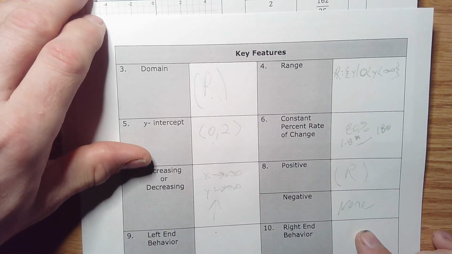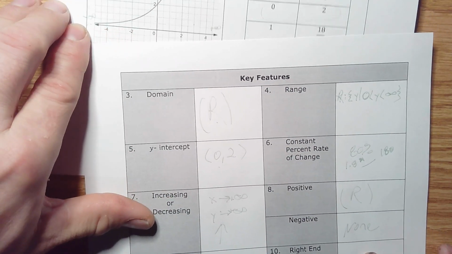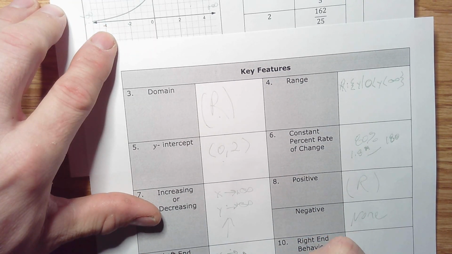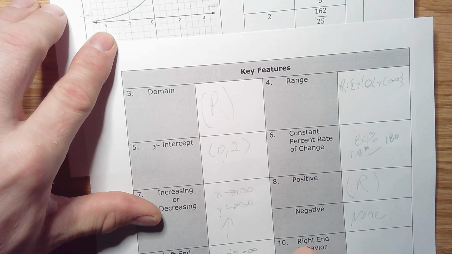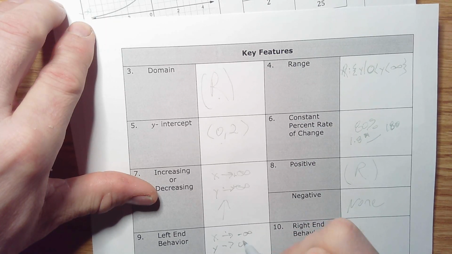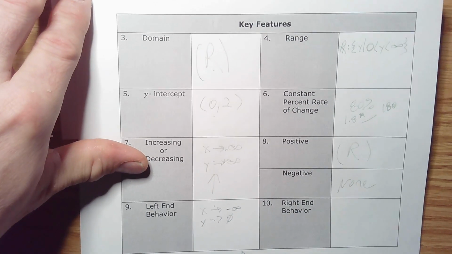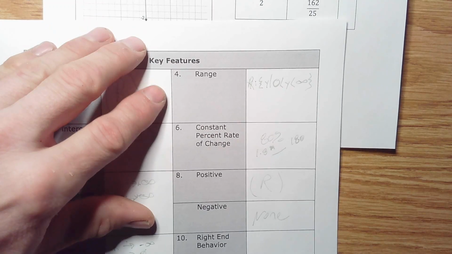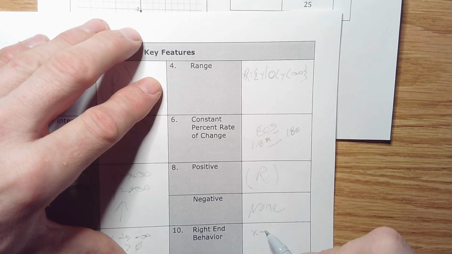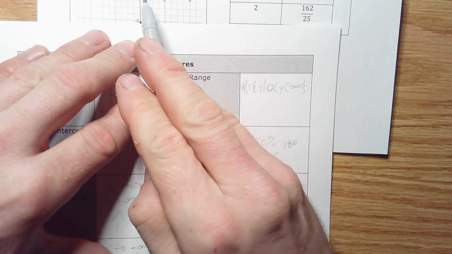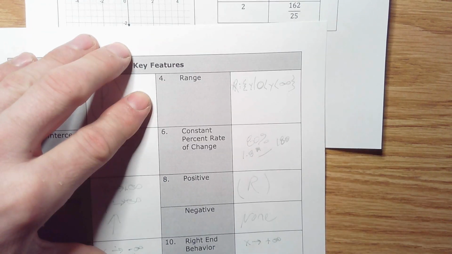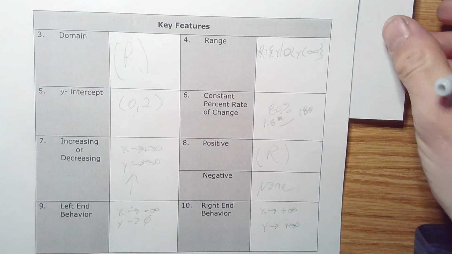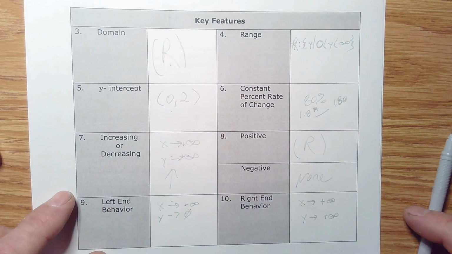Okay, so what about the left-end behavior? As x approaches negative infinity, y approaches 0. It never actually gets to 0, but approaches 0. Then the right-end behavior: as x approaches positive infinity, going this way, y approaches positive infinity. Okay, hopefully that makes sense. That's a good lesson to describe what happens with exponential decays and growths.